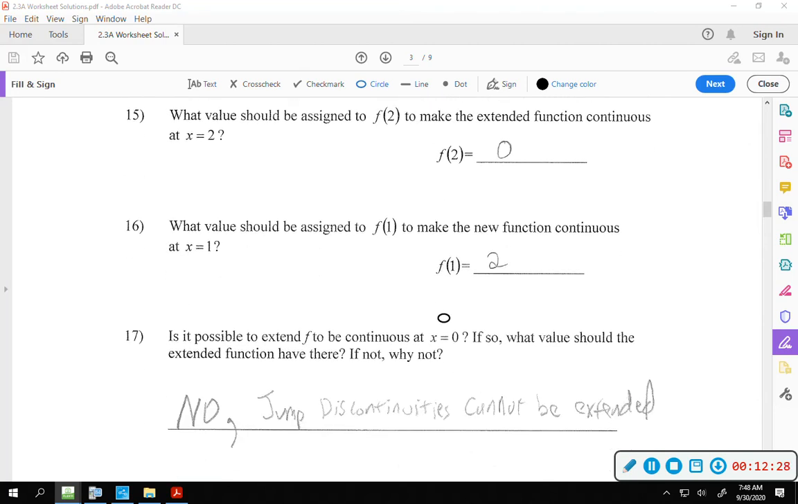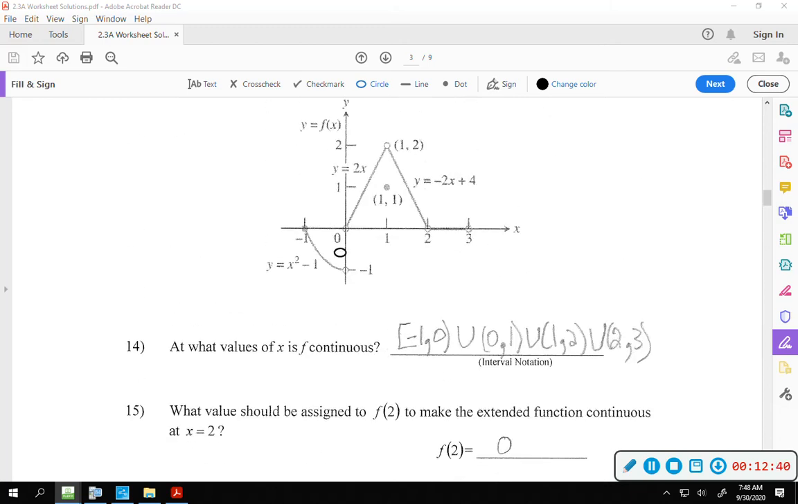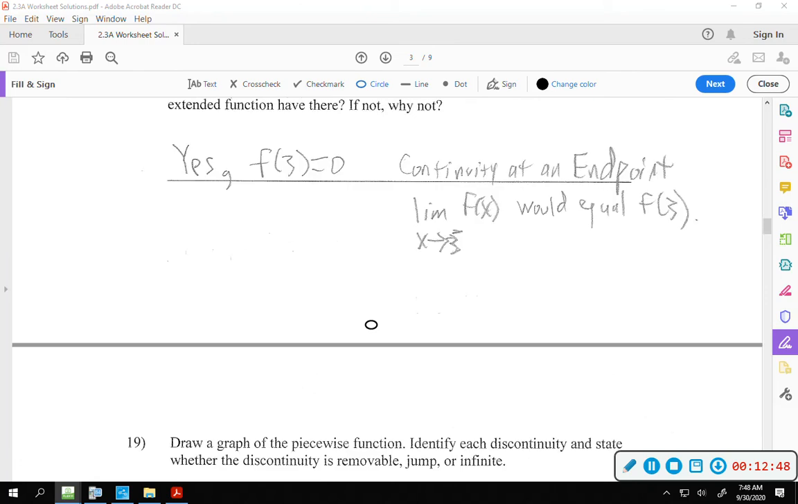Is it possible to extend f to be continuous at x equals 0? If so, what value should the extended function have there? If not, why not? The answer is no. We have a jump discontinuity. We cannot extend jump discontinuities. We can only extend removable discontinuities. Okay? Moving on to the next one.